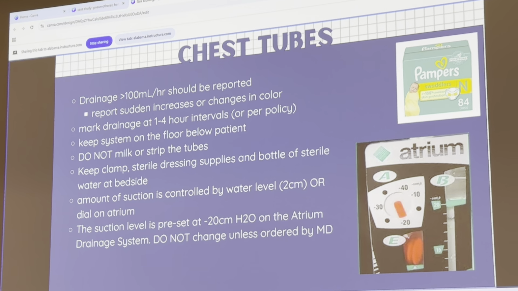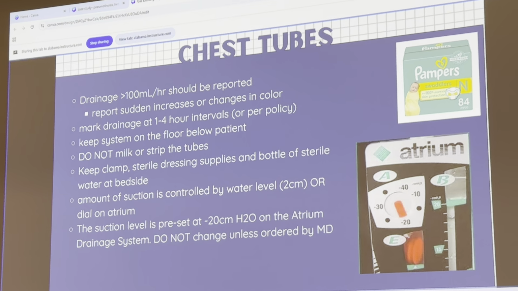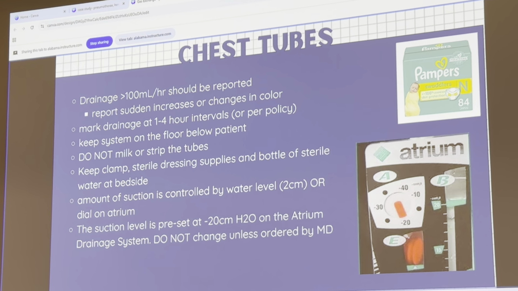Big things, drainage greater than 100. Greater than 100 in an hour. So I'm talking like 200, 300, 400. That's a lot of something in an hour, right? Well, let's talk about a hemothorax. That's a lot of blood in one hour. I need to let somebody know. Maybe it's a continuous bleed that my physician needs to go in there and correct so I don't have so much bleeding. My patient is losing a lot of volume through this chest tube. I've got to let somebody know so they can fix it.